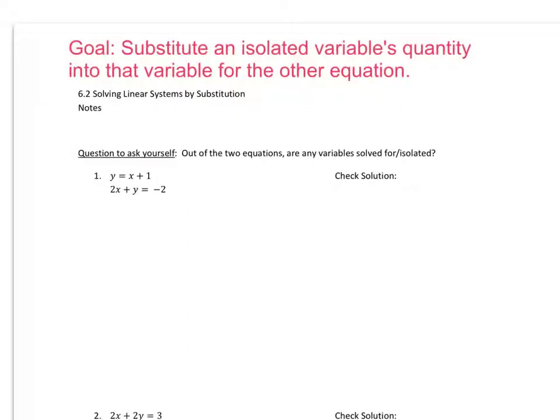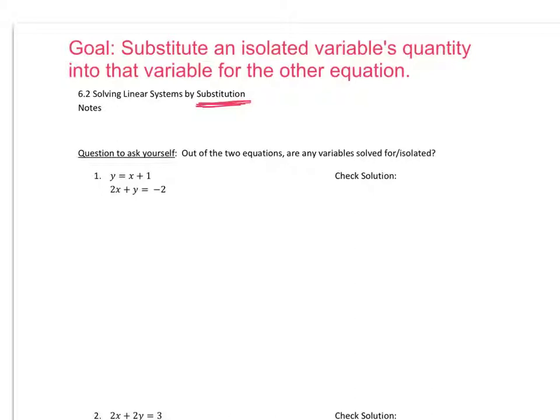Alright, for this video, we're going to move over to 6.2, and this is where we're going to solve a linear system, but now we're going to do it by a second method, which is called substitution. This is one where we don't graph, it's more of an algebraic method of solving it. We're just going to take a look at number 1, 2, and 5.